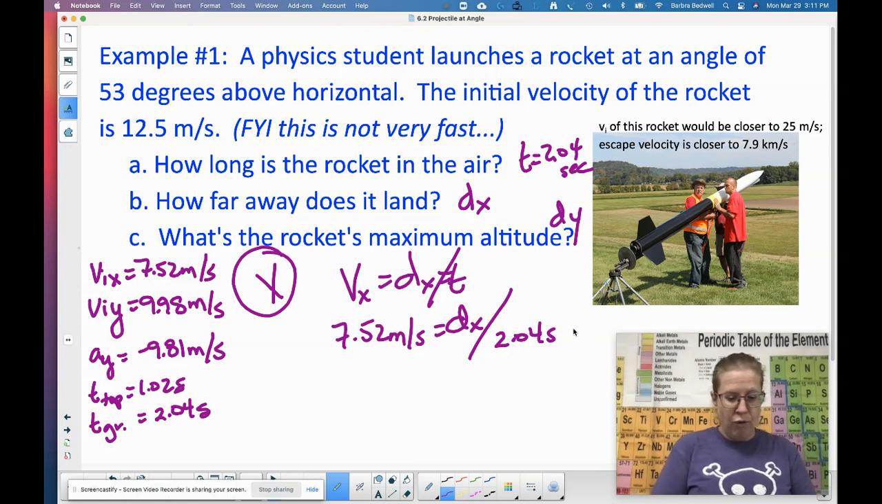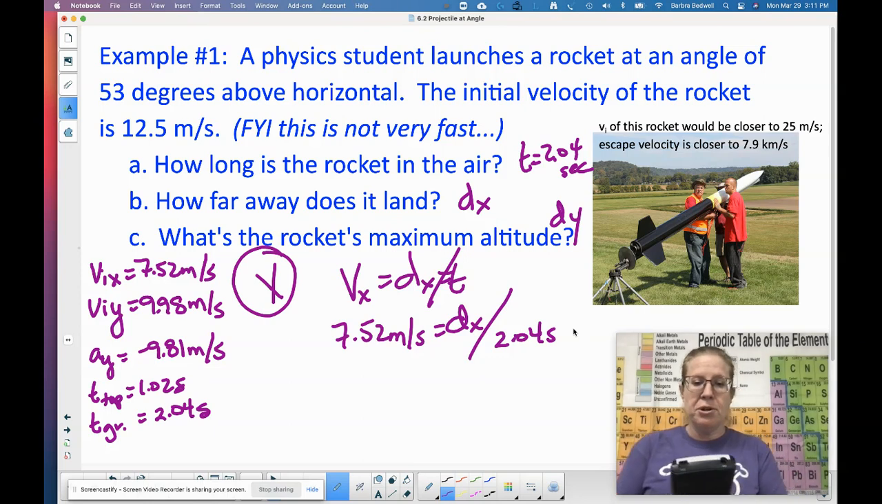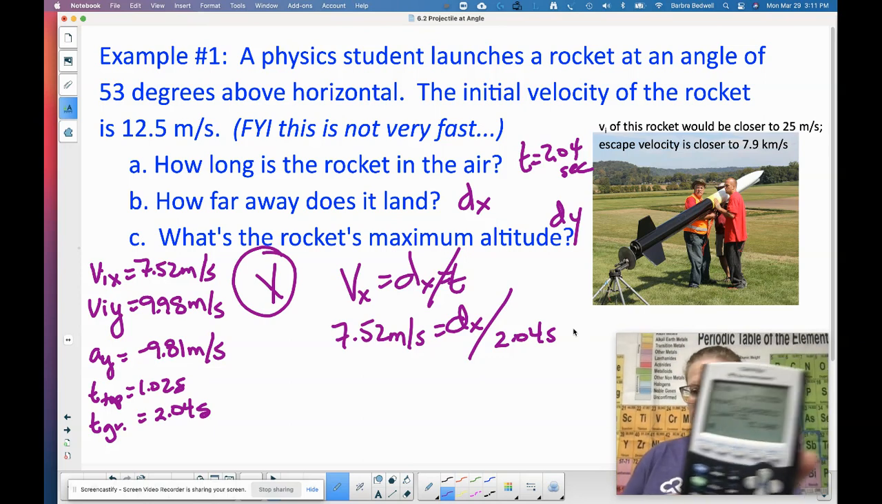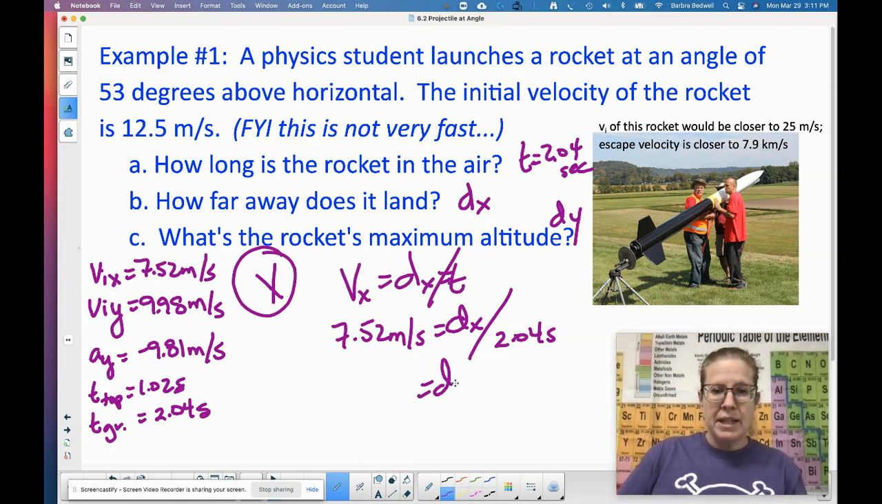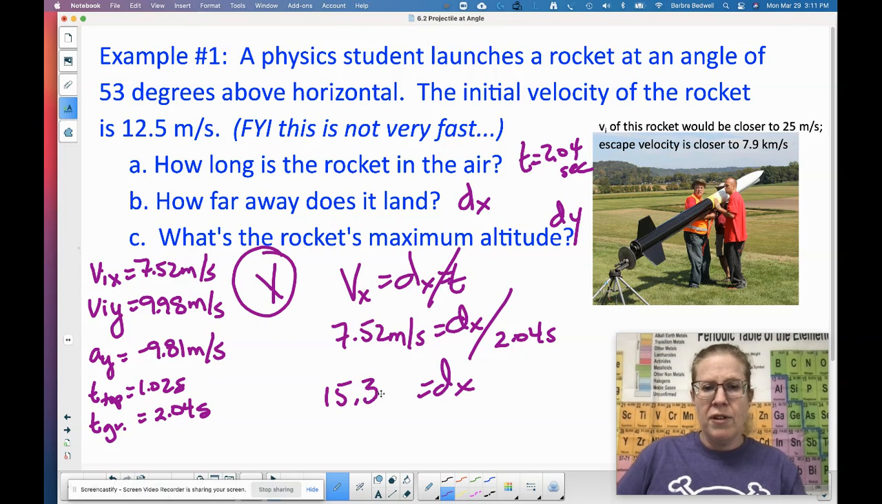So 2.04 seconds times 7.52 meters per second gives us a distance of 15. DX equals 15.3408, or 15.3 meters. 15.3 meters. There we go.